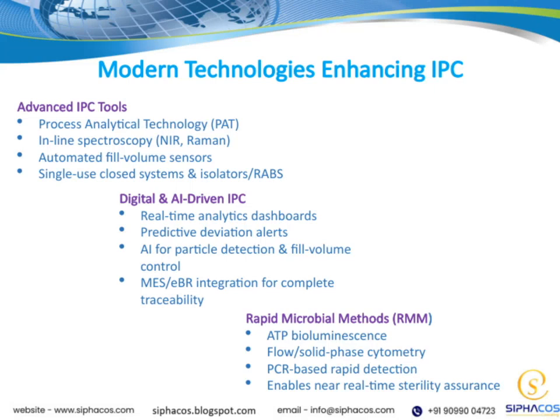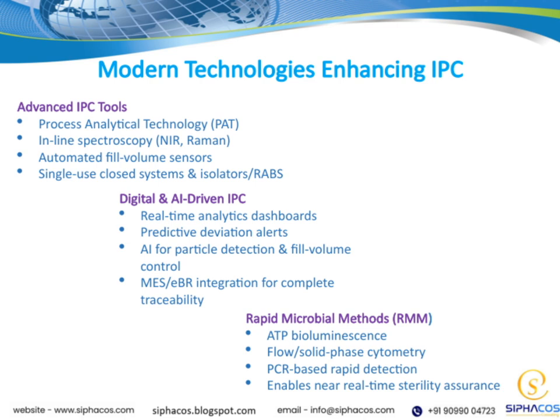Now, let's take a look at some of the rapid microbial methods, or RMMs, that are transforming our approach to sterility assurance. Techniques like ATP bioluminescence allow us to quickly detect microbial contamination by measuring light emitted from ATP, giving us near real-time results. Flow and solid phase cytometry enable us to analyze cells rapidly and with high sensitivity, which is crucial for timely decision-making.